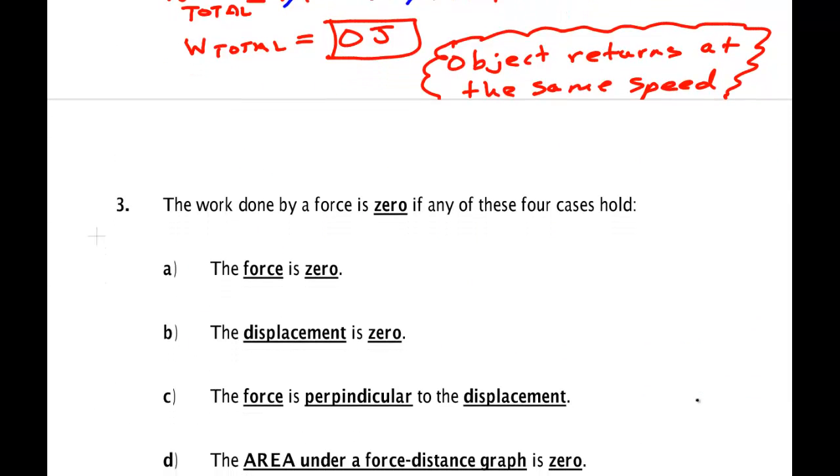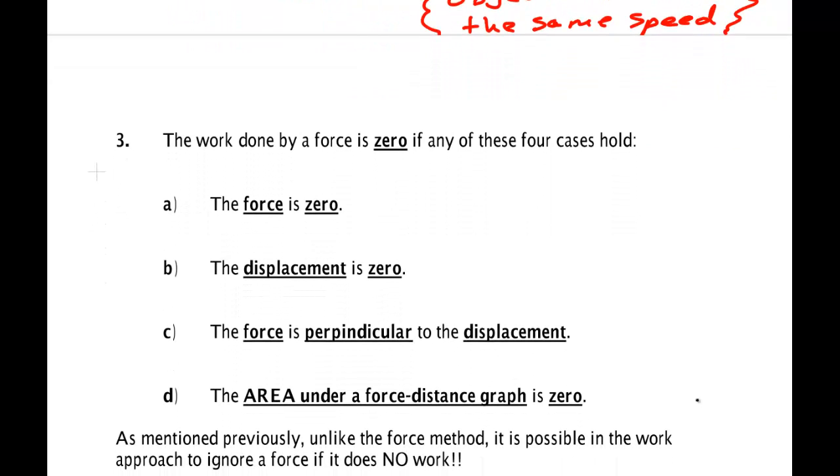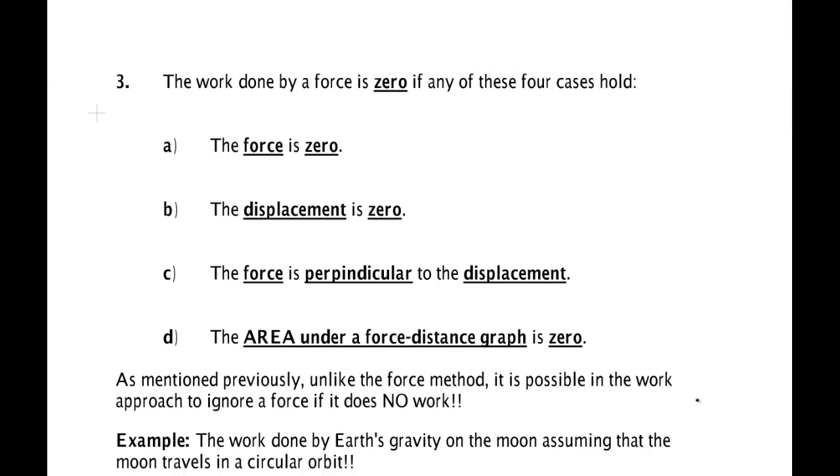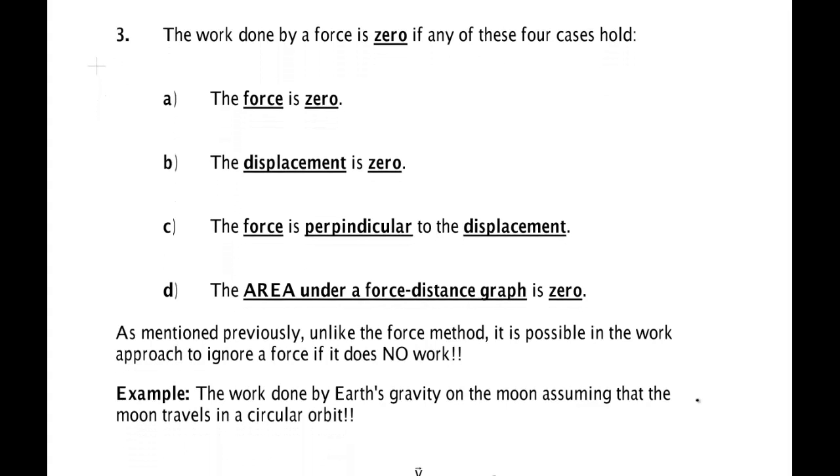Now, in some cases we found that the work done was 0. Turns out there are 4 times in which that can happen. The work done by a force is 0 if any of the following 4 cases hold. First, if you don't have a force, then that invisible and missing force can do no work. Second, you can have a force, but if the object is not displaced, then the force does no work.